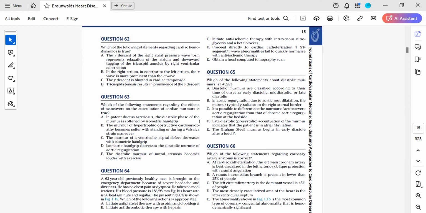E. The Graham-Steell murmur begins in early diastole after a loud P2. What is Graham-Steell murmur? Can anybody assist with this? Pulmonary regurgitation, okay, from increase in left atrial pressures. So now they're saying Graham-Steell murmur begins in early diastole after a loud P2.